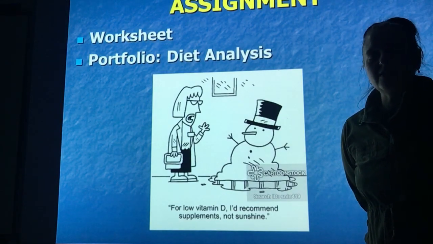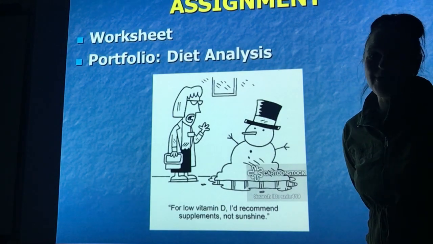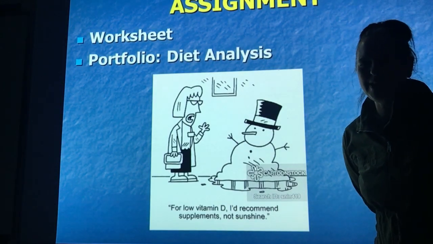Okay, so that concludes the notes on the nutrition unit. When you're with me, we'll do the labs, and we'll be ready for our test soon. Okay, good luck with the enzyme worksheet today.